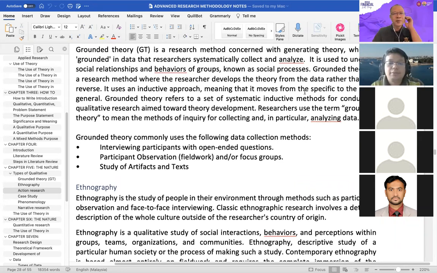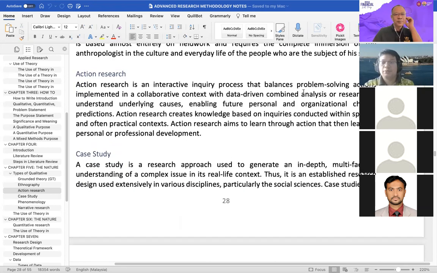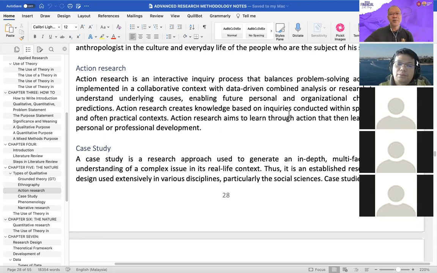Okay, we discussed the approaches of grounded theory and ethnography. Then the next approach is action research. Please ask questions, Mr. Syed Iradat. All right. Action research is an interactive inquiry process that balances problem-solving actions implemented in a collaborative context with data-driven analysis or research to underline certain causes, enabling future personal and organizational change predictions.